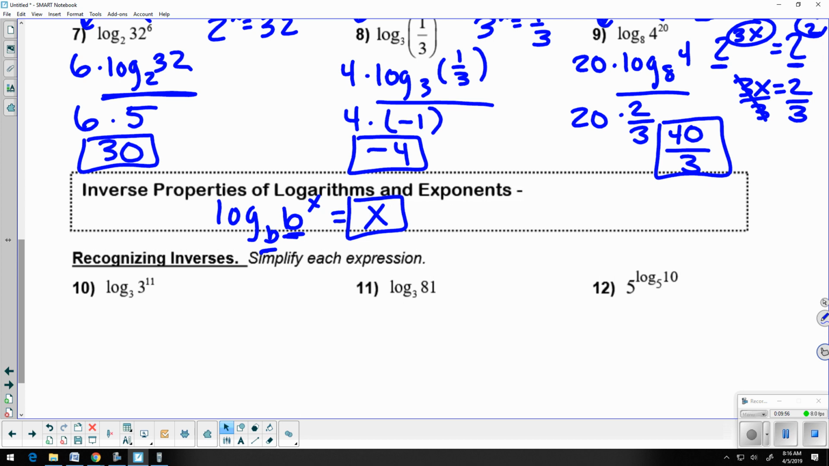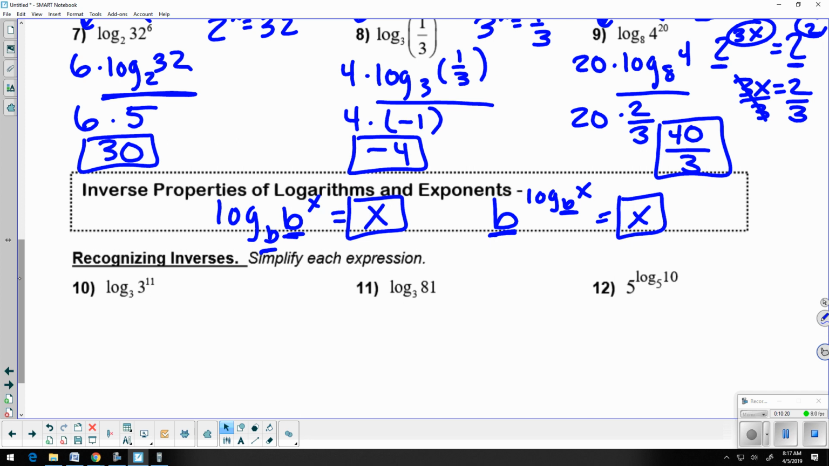Similar idea too, if you had something like b raised to the log base b of x, again, if the base of the exponential and the base of the log are the same number, your answer again would just simply be x. They cancel each other out. So that's why we mean inverses. Like I said, it comes from recognition. So it says recognizing inverses, simplifying each expression.